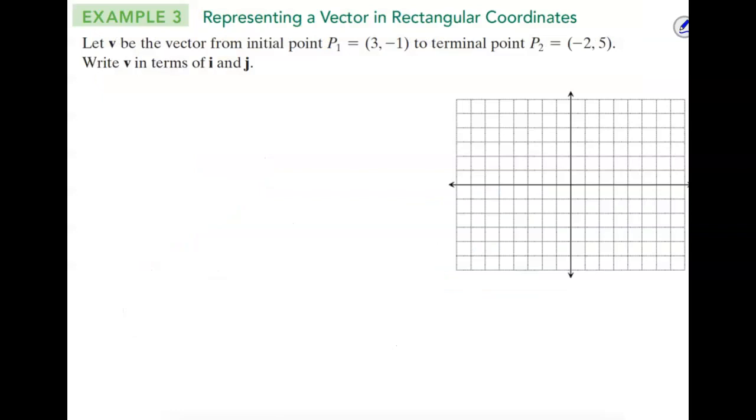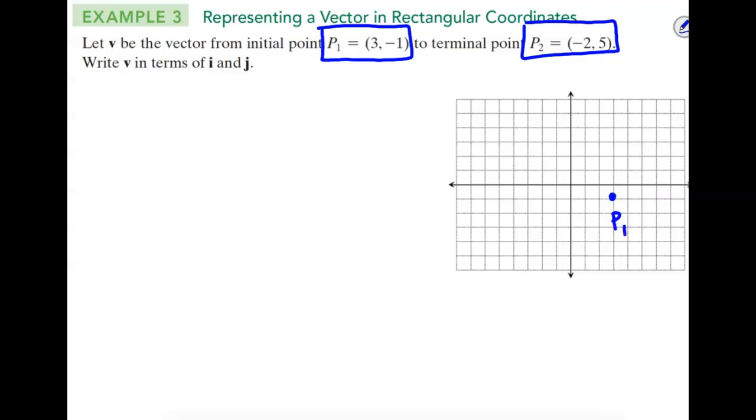Example 3: let vector v be the vector from initial point 3, -1, heading to our terminal point, -2, 5. And we want to write it in terms of i and j. So let's go ahead and graph it first. So here's our xy plane. We'll start with p sub 1. We're going to go right 3 and then down 1. So here is our initial point.